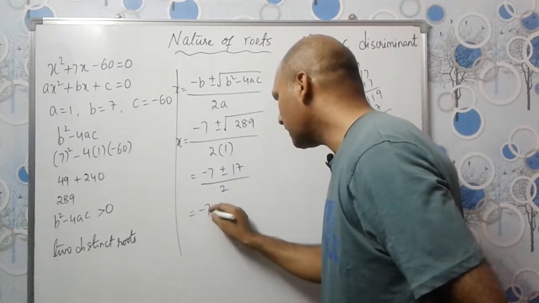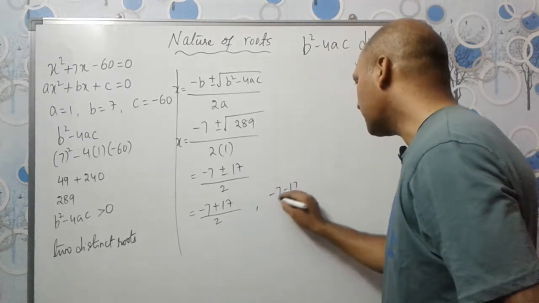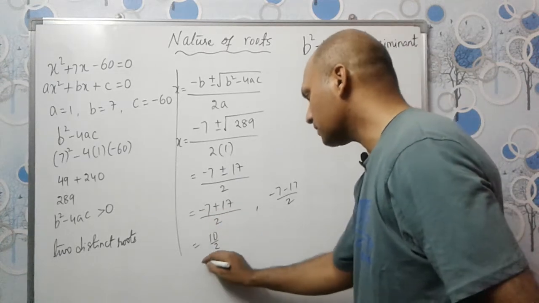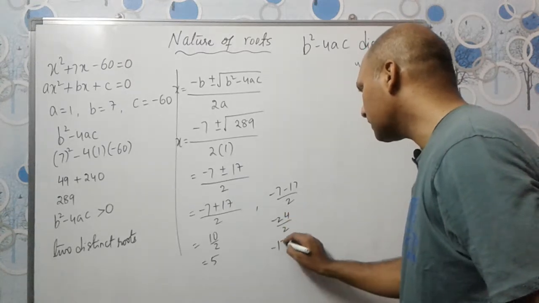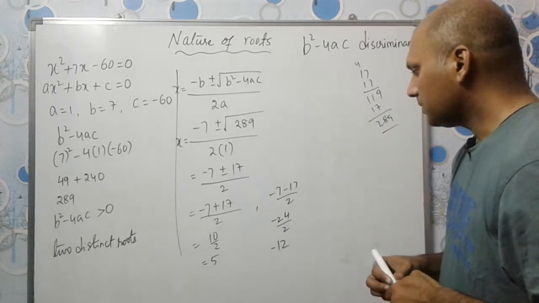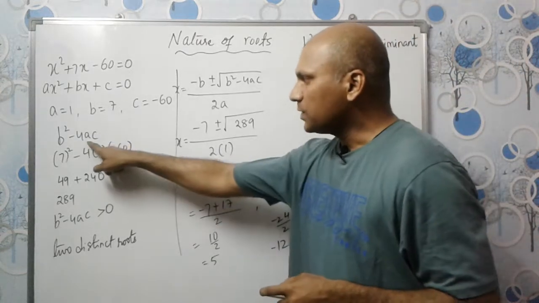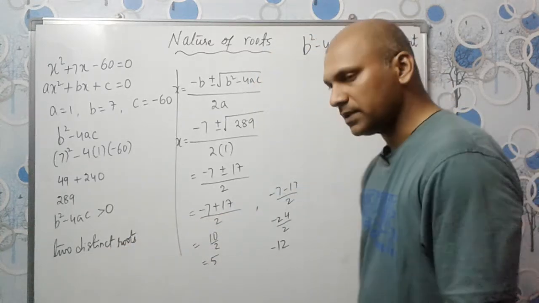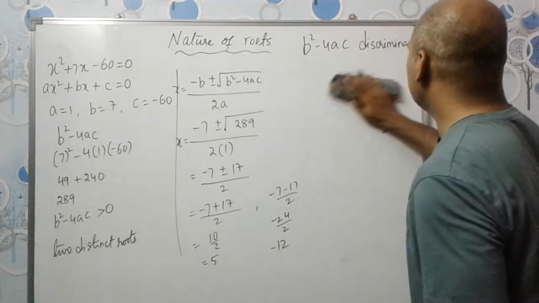So what are the two different values now? Write plus one time and minus one time. So this is 10 by 2, minus 7 plus 17 is 10. So this will give us 5, and this is minus 24 by 2, minus 12. Okay, yes, minus 12. So these are the two different roots. Okay, b square minus 4ac is greater than 0. So we have two different roots. One is 5, one is minus 12. Okay, let us take two more examples. Let me rub this.